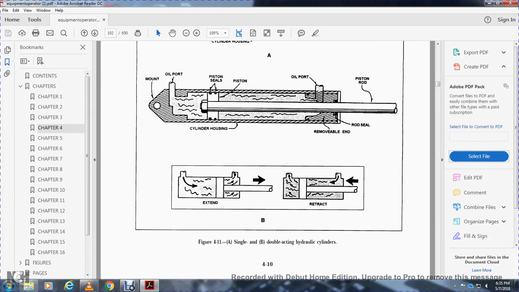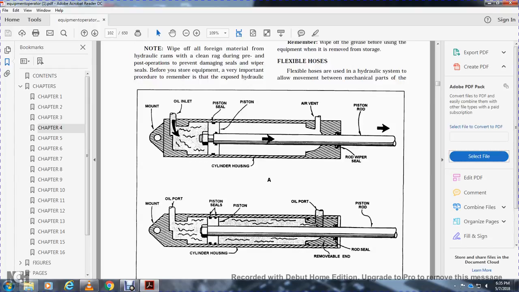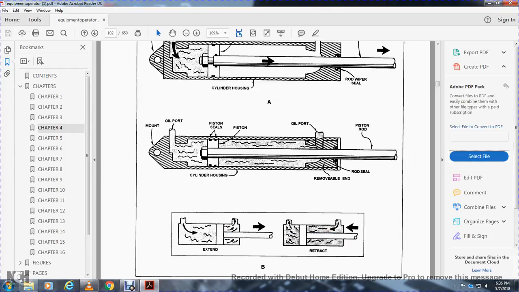Figure 4-11 A shows a single acting cylinder and B a double acting cylinder, showing the mounting, oil port, piston seal, cylinder housing, air vent, rubber wiper, rod, piston spring, and the rod end extended and retracted.